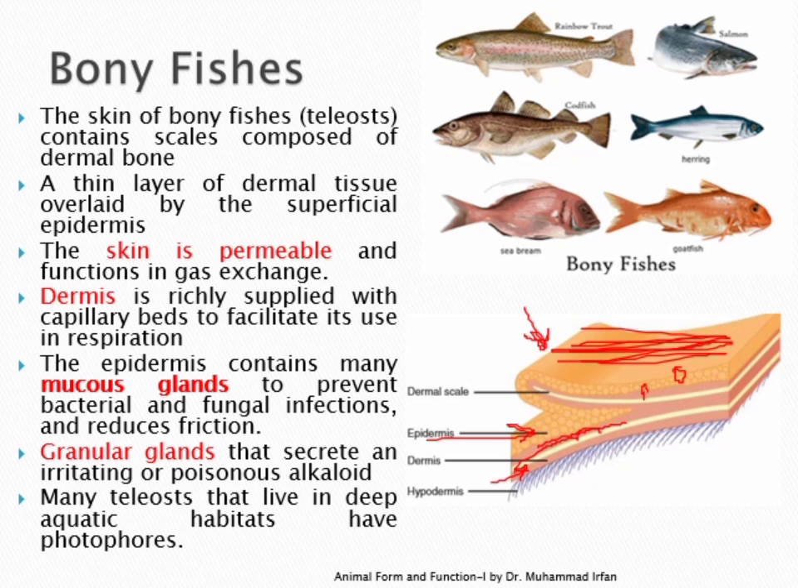So there could be granular glands that are present on the skin that release poisonous alkaloids. These granular glands are actually modified epithelial cells. So the teleosts that live in deep aquatic environment also have modified epithelial cells that are called photophores. They radiate, they shine in the deep environment.